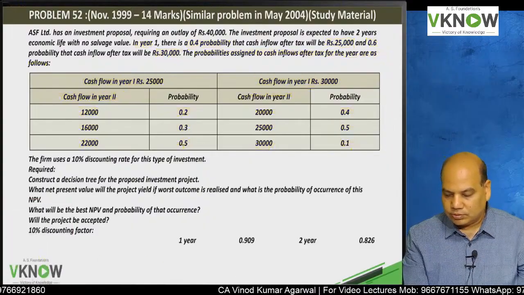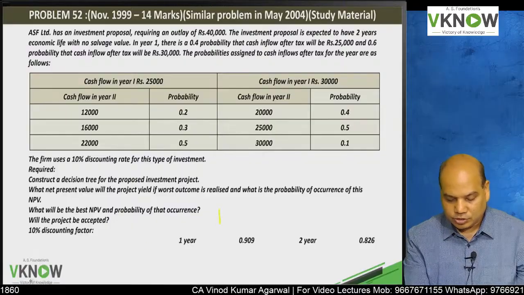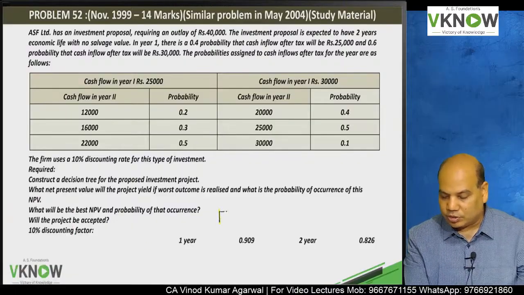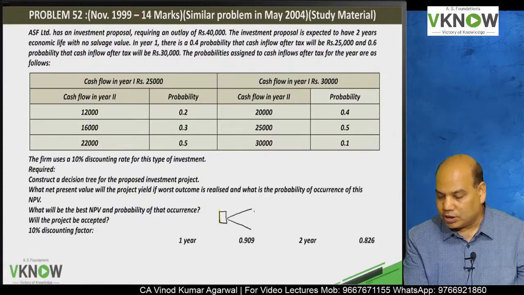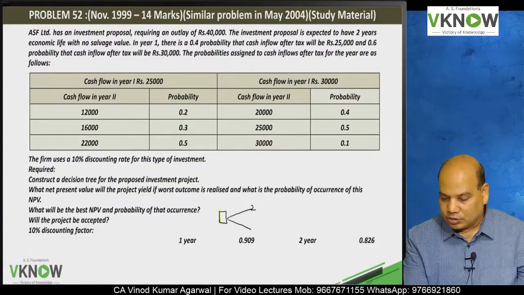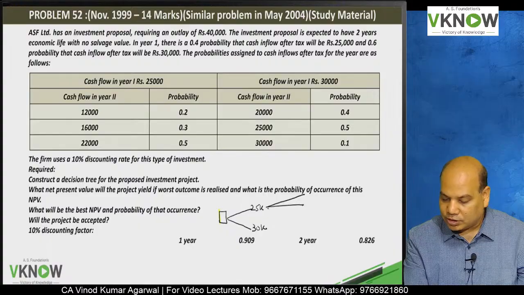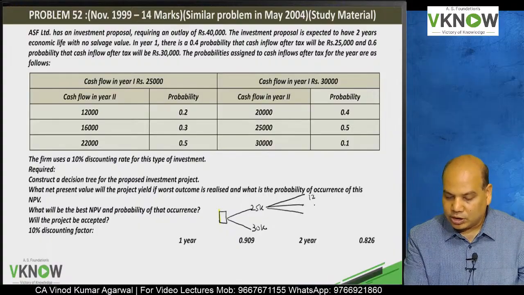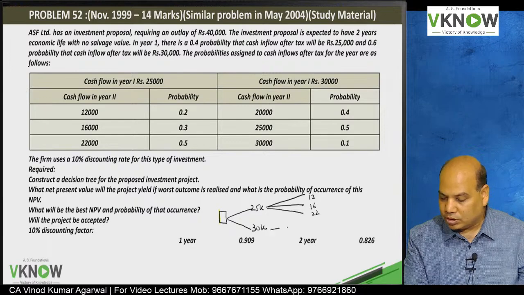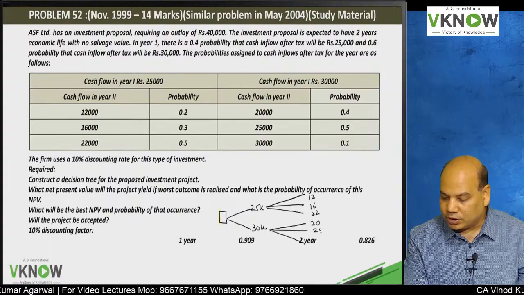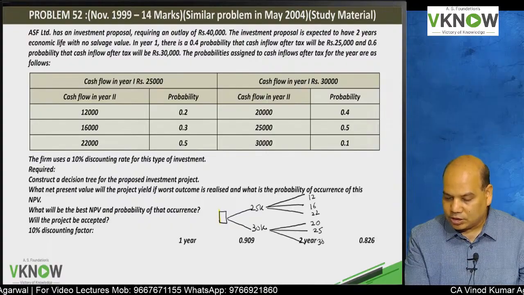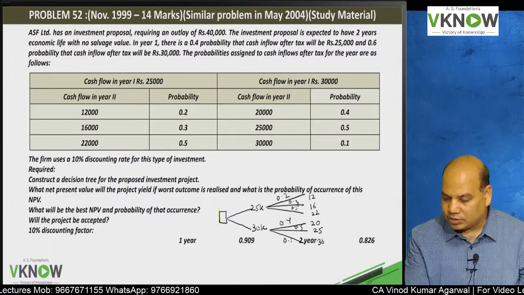Have you understood the question? The question is that suppose you start the project. I will roughly explain, you don't have to write. Then there are two possibilities in year 1. Either you will get 25,000 or 30,000. If you get 25,000 in the first year, then in the second year you can get 12,000, 16,000, 22,000. If you get 30,000 in the first year, then in the second year you will get 20,000, 25,000 or 30,000. And these are the probabilities given, which you will write next to that branch when we solve it. Right now, don't write, just wait.